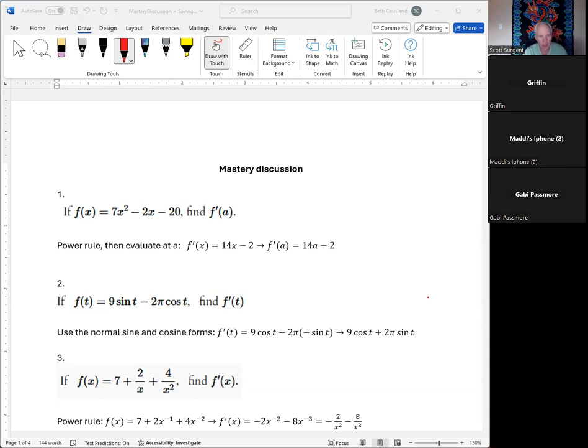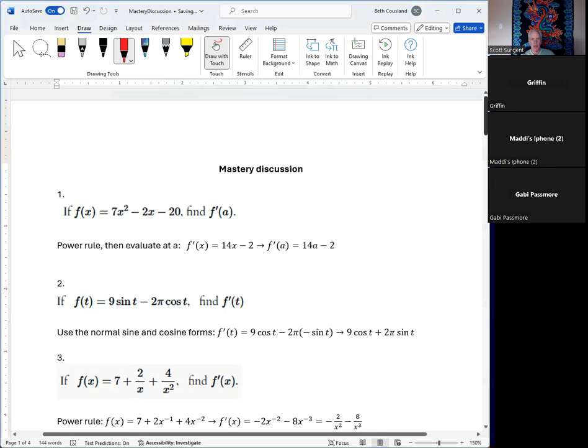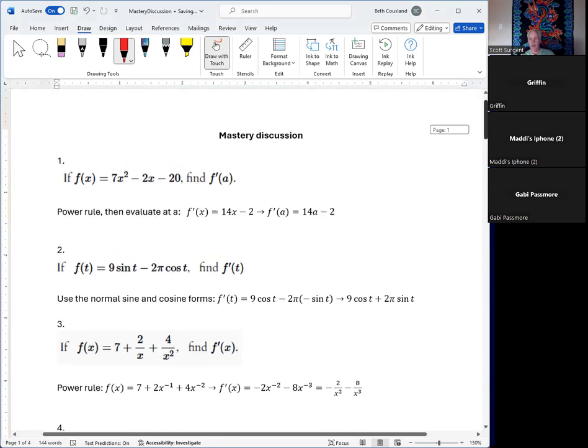Okay. So what I'm going to do is go through each of the questions here. Here are the first three. If you have any questions on them, let me know. The first one may differ from yours because you might have different numbers, but it's the same structural question.